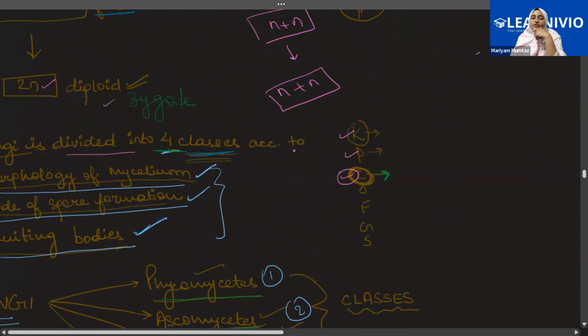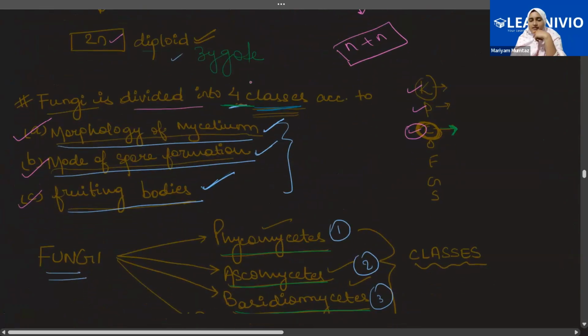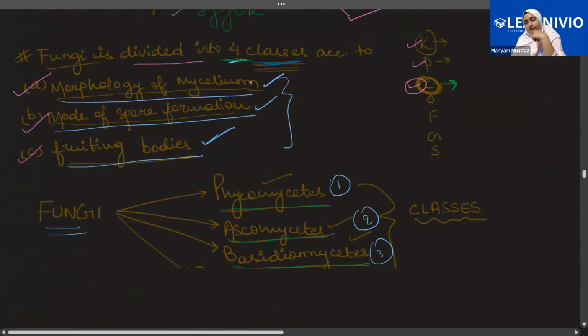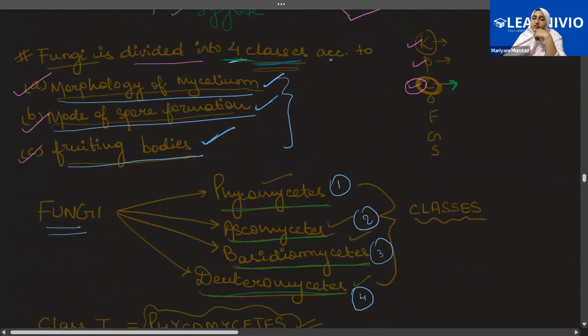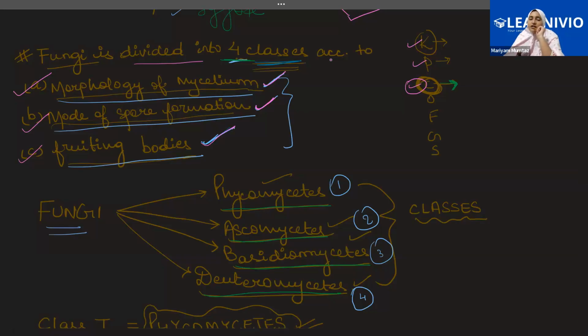Talking about the fungi. So the fungi is divided into four classes. Now we know that if at all we are dividing anything, we need to have a basis of division. So the fungi is divided into four classes according to the morphology of mycelium. Morphology means the external appearance of how mycelium looks. The mode of spore formation, and then which kind of fruiting bodies are present. So these are the criteria which are taken for the division of fungi into classes.